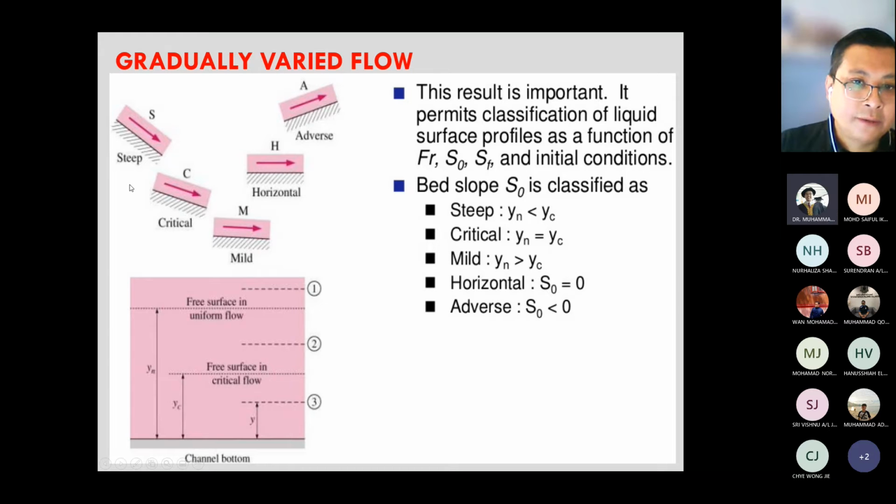Okay, gradually varied flow is, from the bottom line, from the higher to the lower elevation, we can call the condition gradually varied by change in the depth of the flow. And at the same time, in the direction from the lower elevation to the higher elevation, sometimes we can also consider it gradually varied flow, if the depth changes.